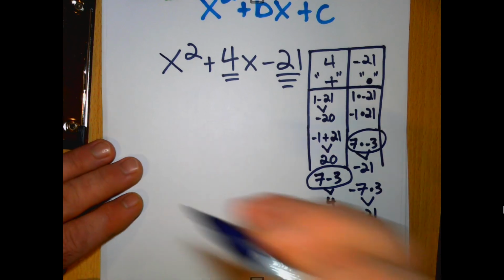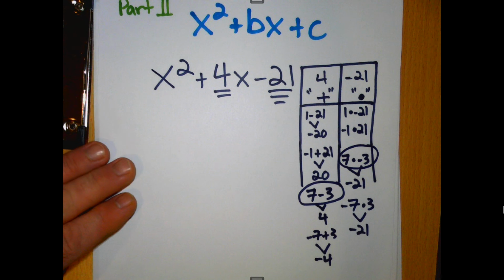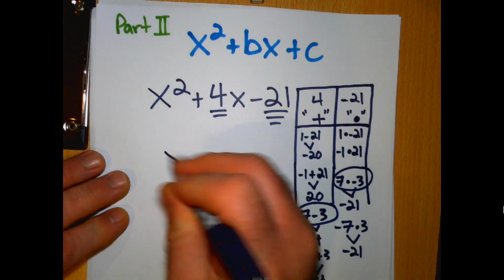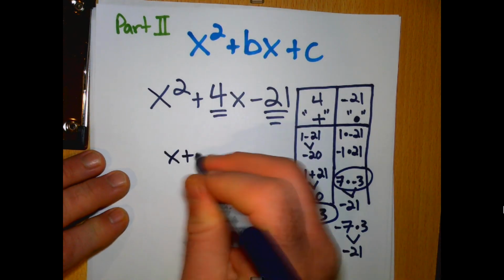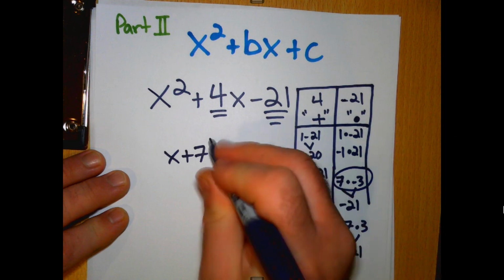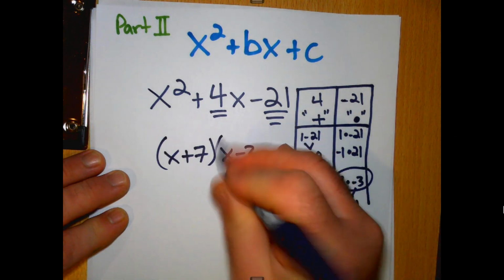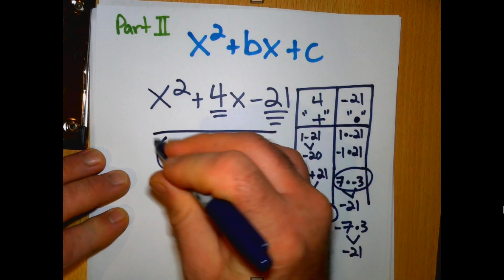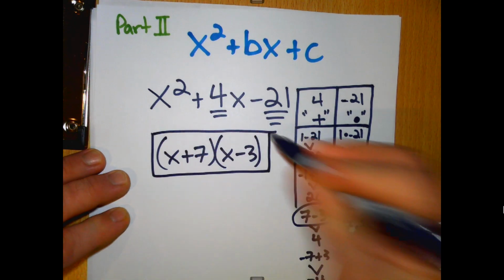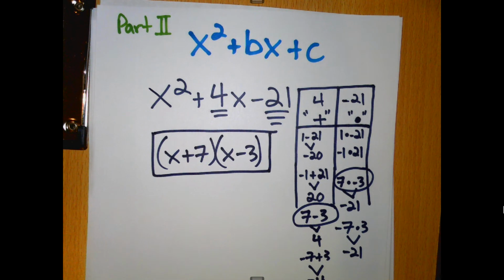So we'll set up our problem: x plus 7 times x minus 3. And that's how you would write your answer to factoring a quadratic expression. If you multiply those two binomials together, you'll end up with what you started with.